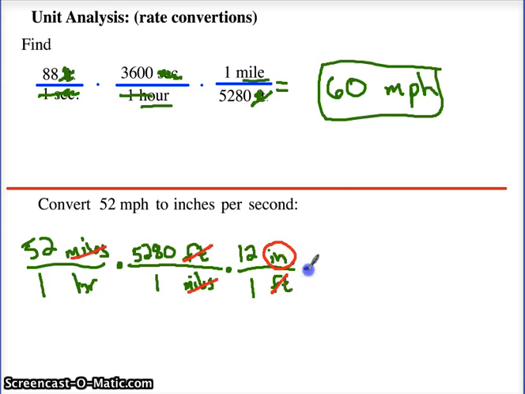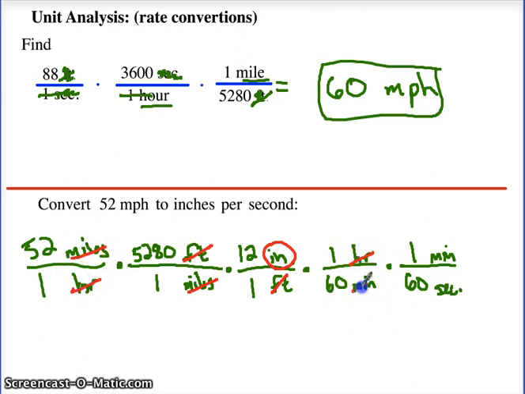Now let's do the same thing to convert our hours into seconds. I know that in 1 hour, and notice because hours was already on the bottom, I'm going to put it on the top, there are 60 minutes. And again, in 1 minute, I know there are 60 seconds. Again, hours on the bottom, cancel the hours on the top. Minutes go with minutes. And the only label we're left with on the bottom is seconds.